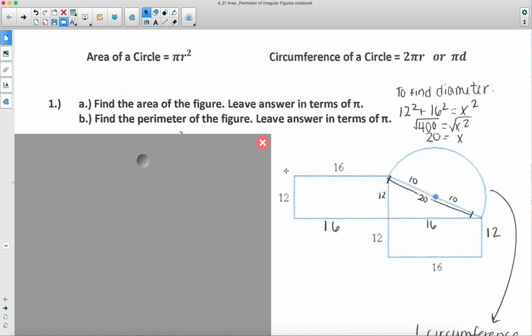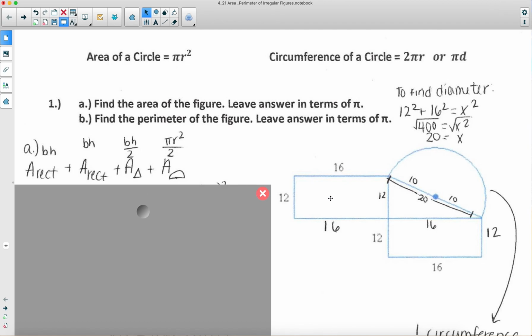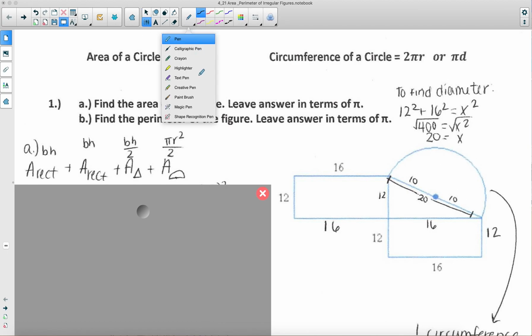So to find the area of this figure, we have to find the area essentially of 1, 2, 3, 4 different shapes. So area of a rectangle here, area of a rectangle here, area of this triangle, and then area of this semicircle over here. So what I did was I outlined what I know I needed to do: area of a rectangle, area of a rectangle, area of a triangle, and area of a semicircle. And then right above it, I just jotted down all the formulas that went along with it.